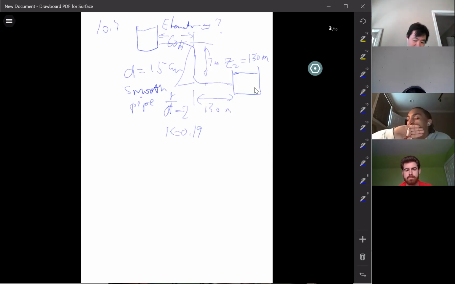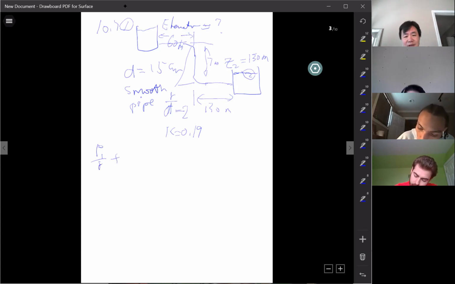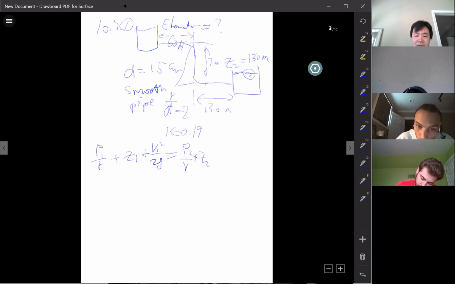So again, you can write down the equation between 1 and 2. For this type of problem, always write down the equation as the first step: P1 over gamma. I know a lot of zeros are in there, but why not just write down the equation and earn some points from Dr. Zhang? That's what I like. You identify the correct equation first. Do I have a pump in here? It doesn't seem like it. Do I have a turbine in there? I don't think so.